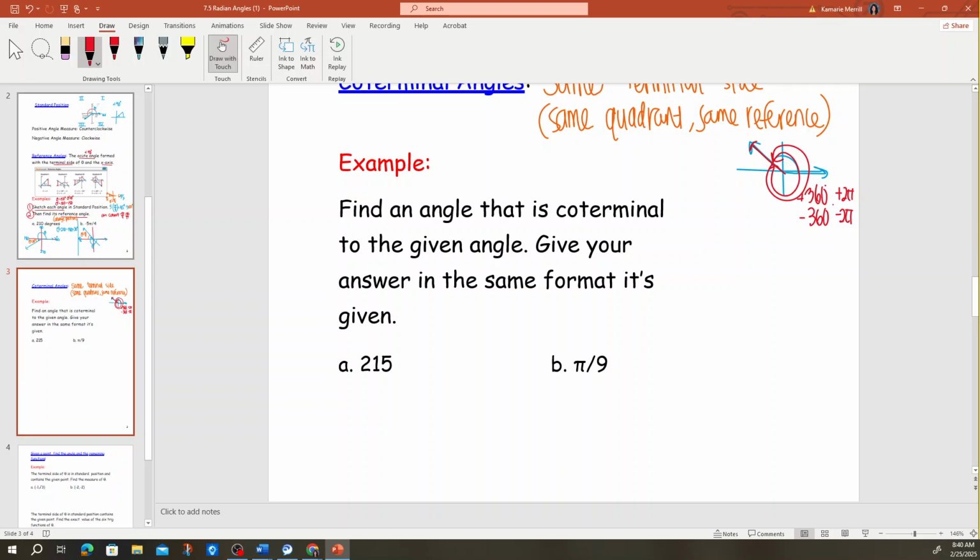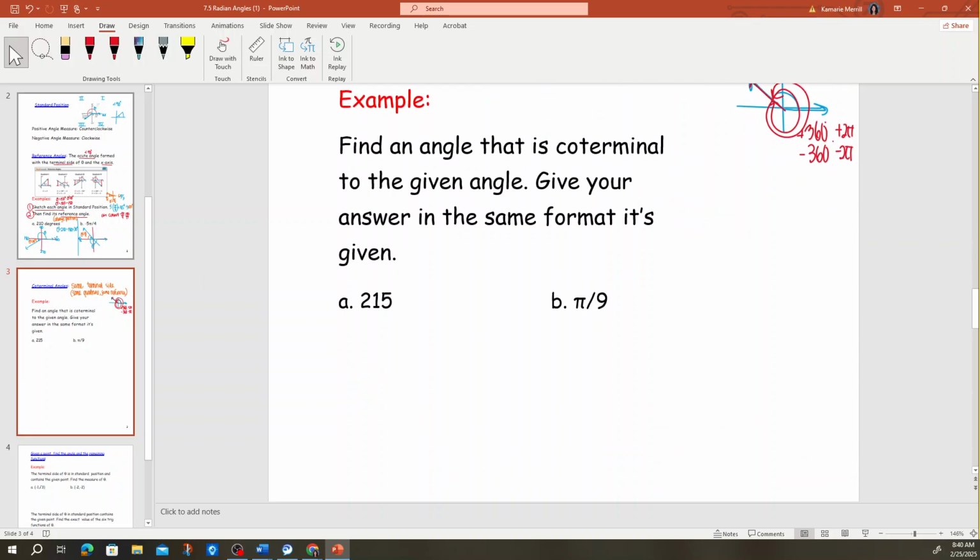Okay? Let's do one that's in degrees and one that's in radians. So given an angle, find one that's coterminal, and make sure you give it in the same format. So someone give me something that's coterminal with angle 215. 215 plus what? I can plus 360. 575. Did you say 575? That one's coterminal.